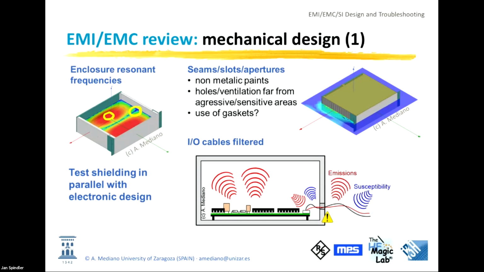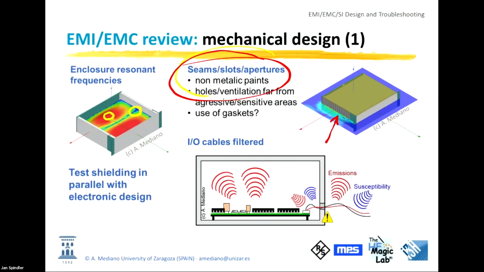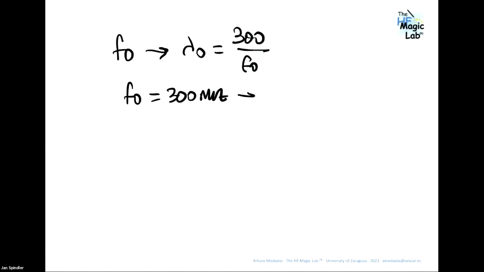What is really critical is how are the slots in your design. If you have slots or apertures like this one, you have the probability to radiate or to pick up energy. Okay? A general rule is that if we have a signal at some specific frequency, the size of the wavelength is 300 over the frequency in megahertz. So for example, if your maximum frequency is 300 megahertz, look at this, wavelength is 1 meter. So a 300 megahertz signal is in this size.